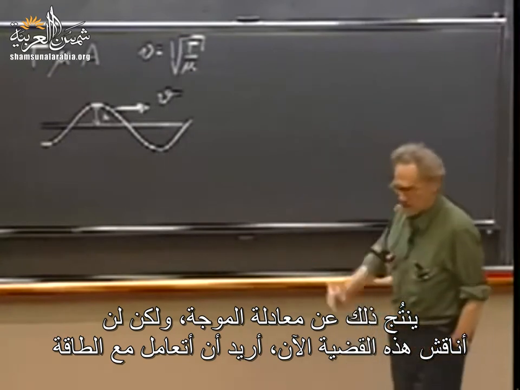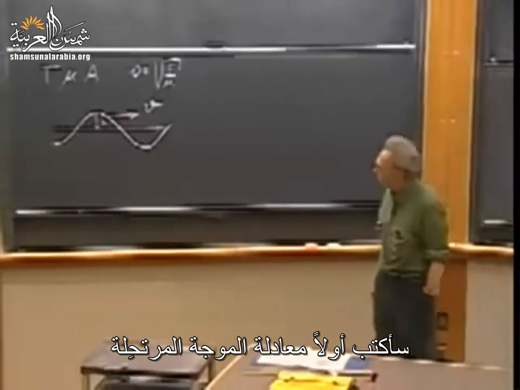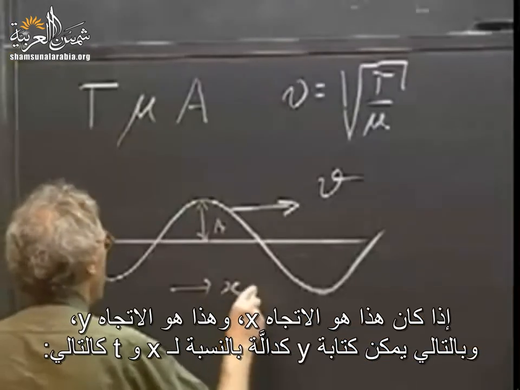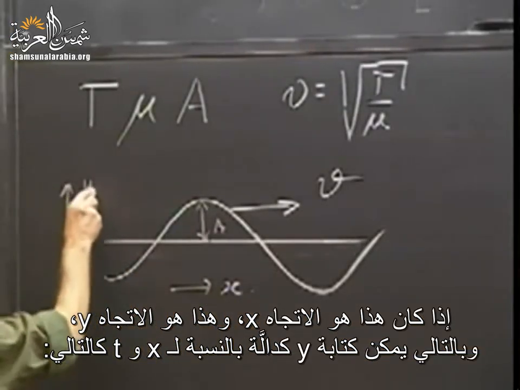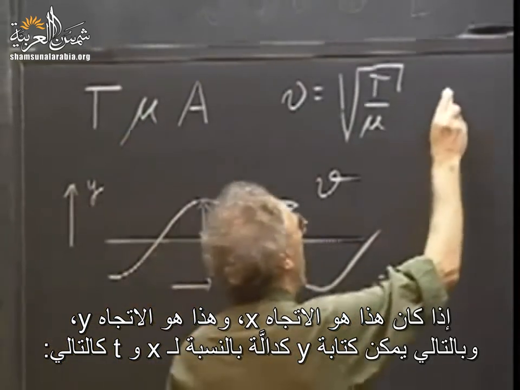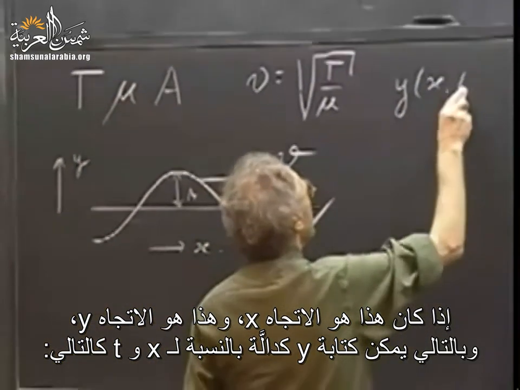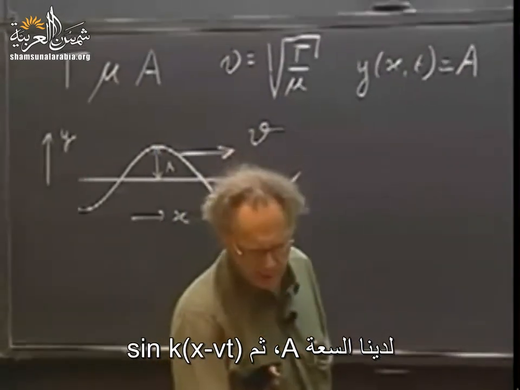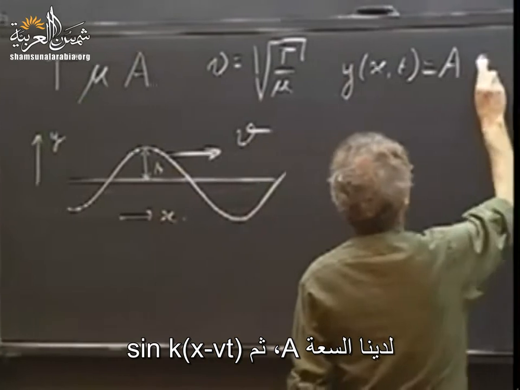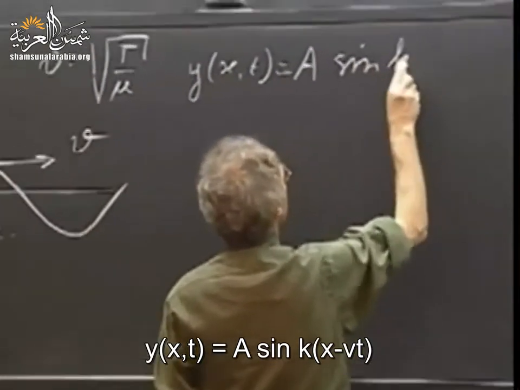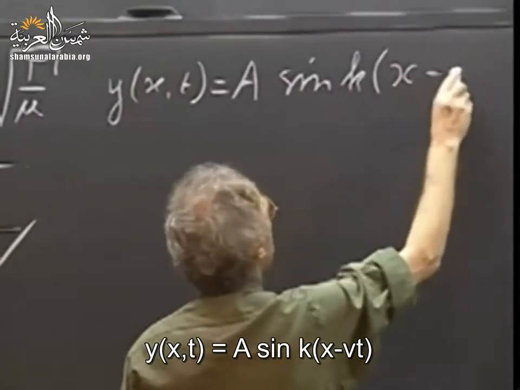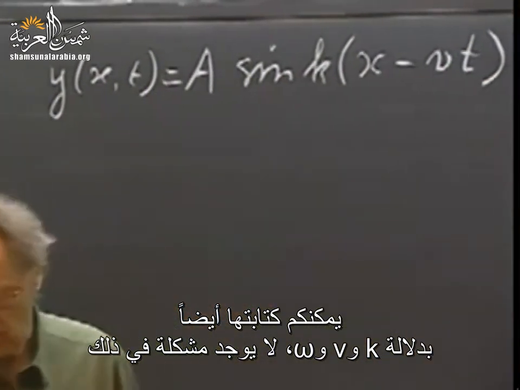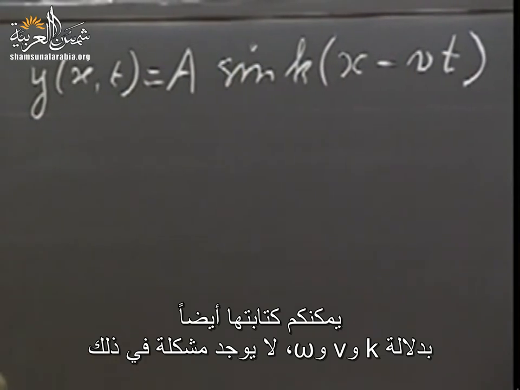I want to deal with energy, and I first will write down the equation for the traveling wave. If this is the x direction and this is the y direction, then y as a function of x and t would be the amplitude A that you have there, and then you can write this down in many ways. I will write it down as the sine of k times (x minus vt). If you want to write it down with k, v, omega, that's fine too. I have no problems with that.